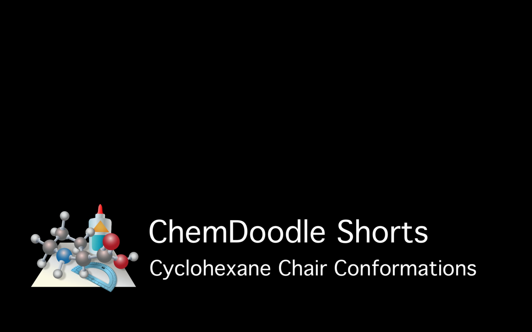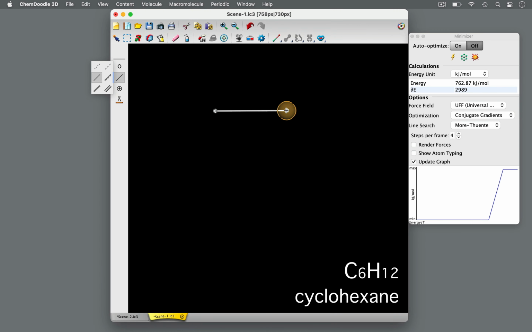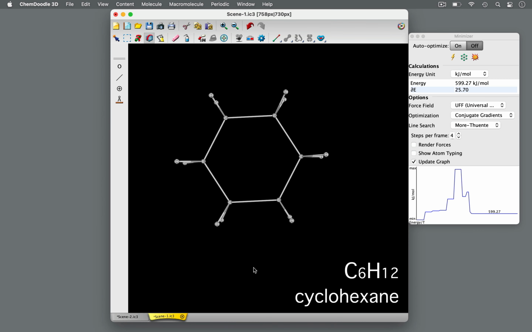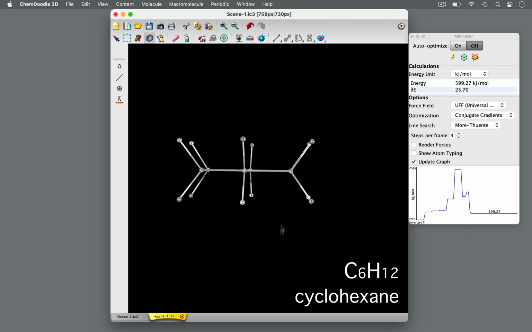Let's learn about cyclohexane chair conformations. Cyclohexane is a saturated cyclic ring composed of 6 carbon atoms and 12 hydrogen atoms. We often see it drawn as a hexagon. However, we know that molecules are not simply flat and static.